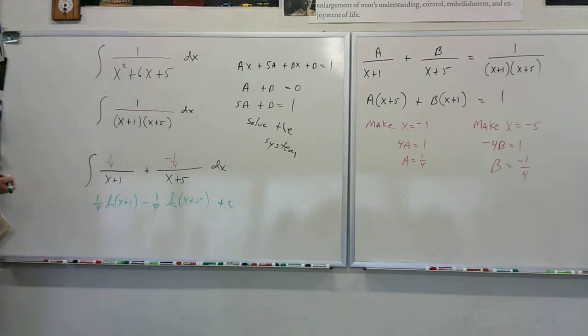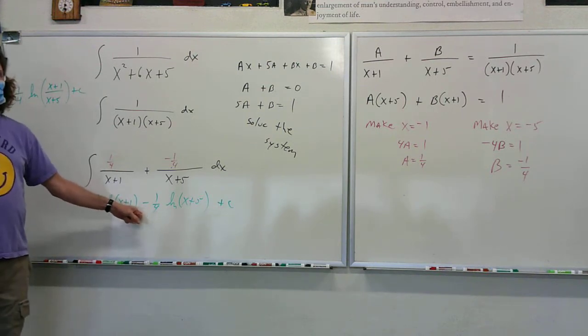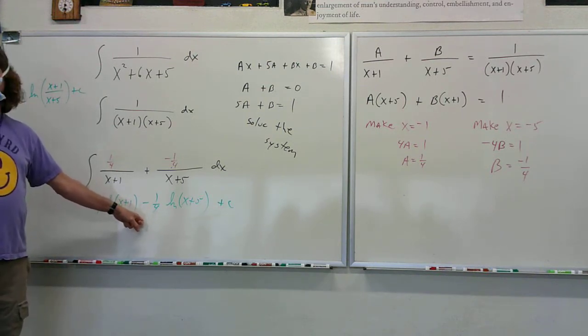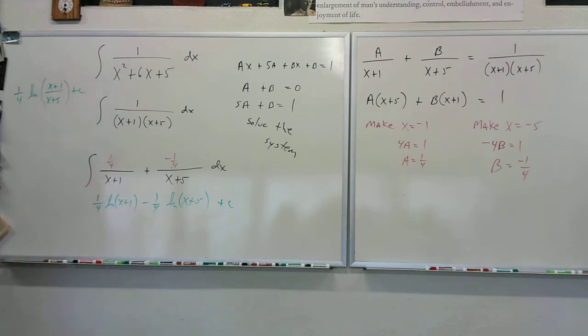And then, if you look at the back of the book, it probably has this: 1/4 natural log of x plus 1 over x plus 5. That's probably how the answer would look in the back of the book. Remember when Euler went on the mountain? He brought back the laws on the platinum sheet. Just use that law.